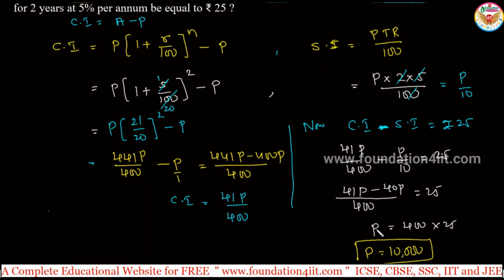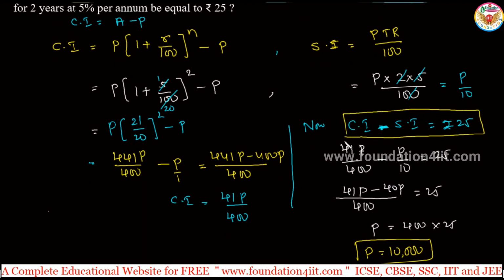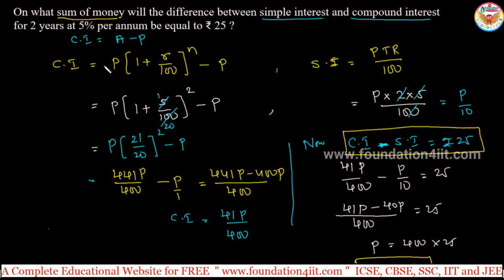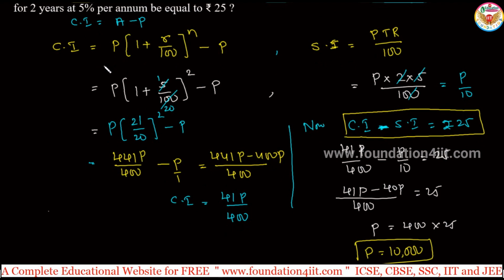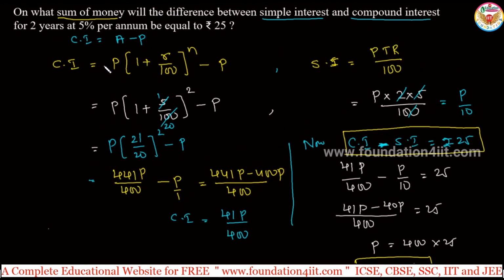This is finding the principal p. This is a given condition: compound interest minus simple interest is rupees 25. After finding them separately, then go for the calculation based on the method. This is one. Let me show you one more problem, same concept.